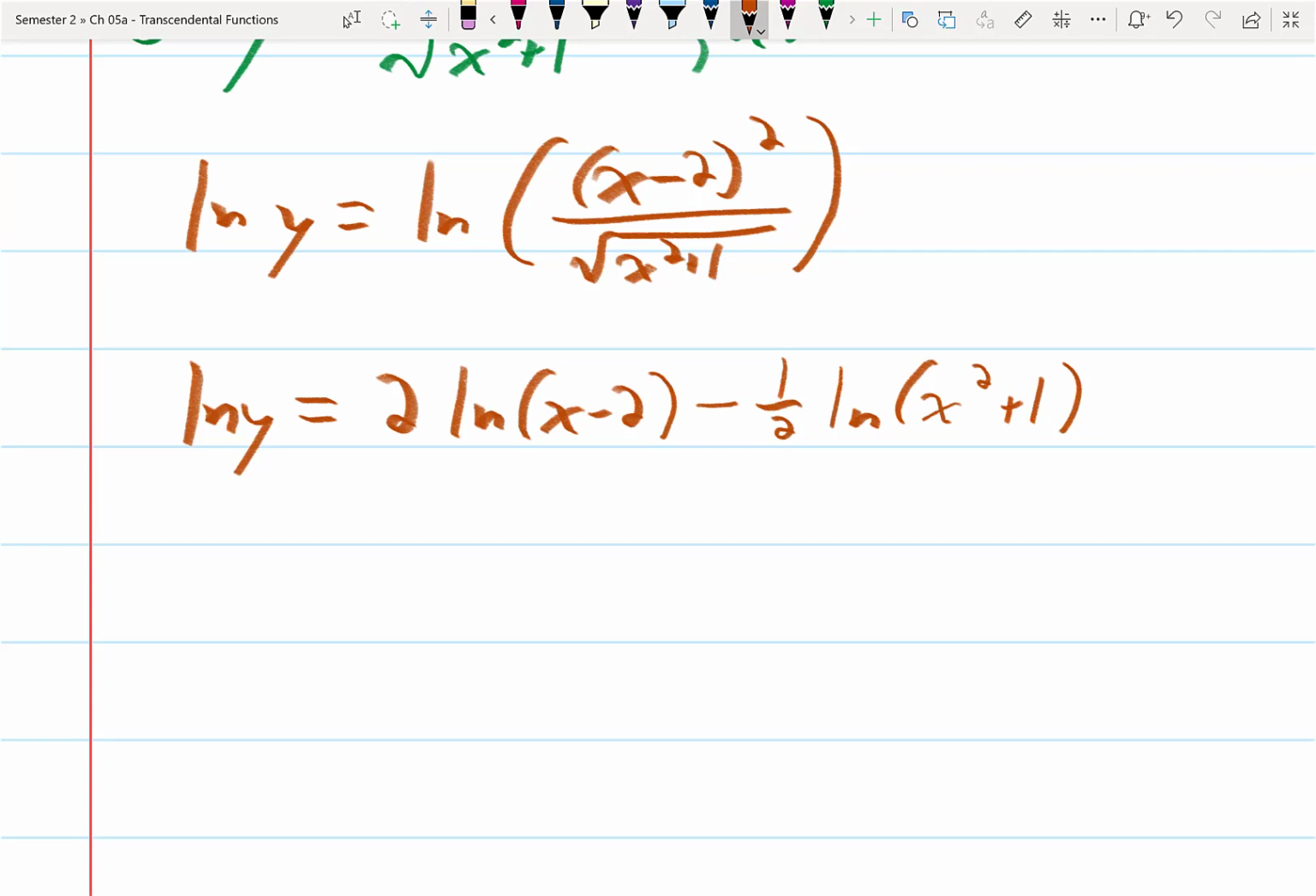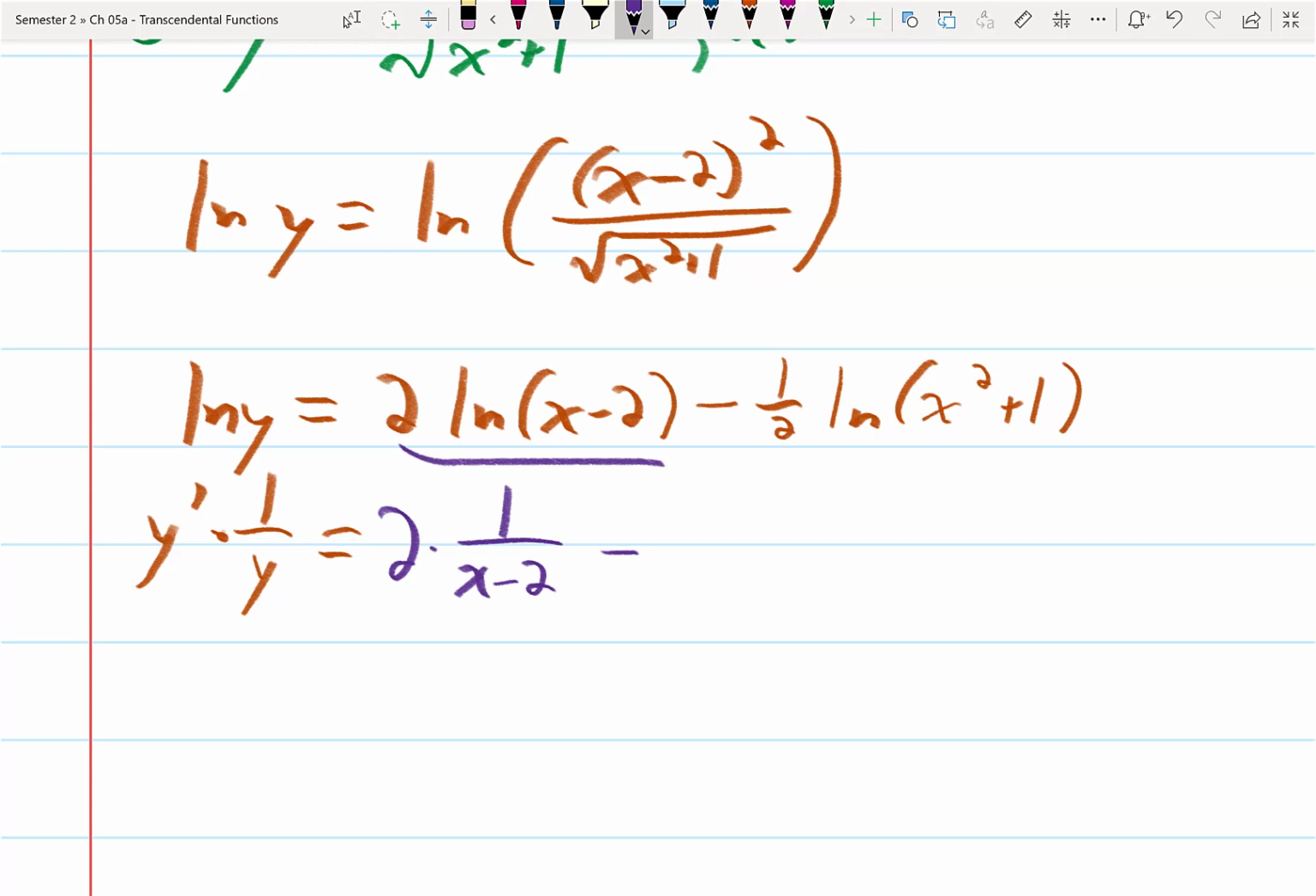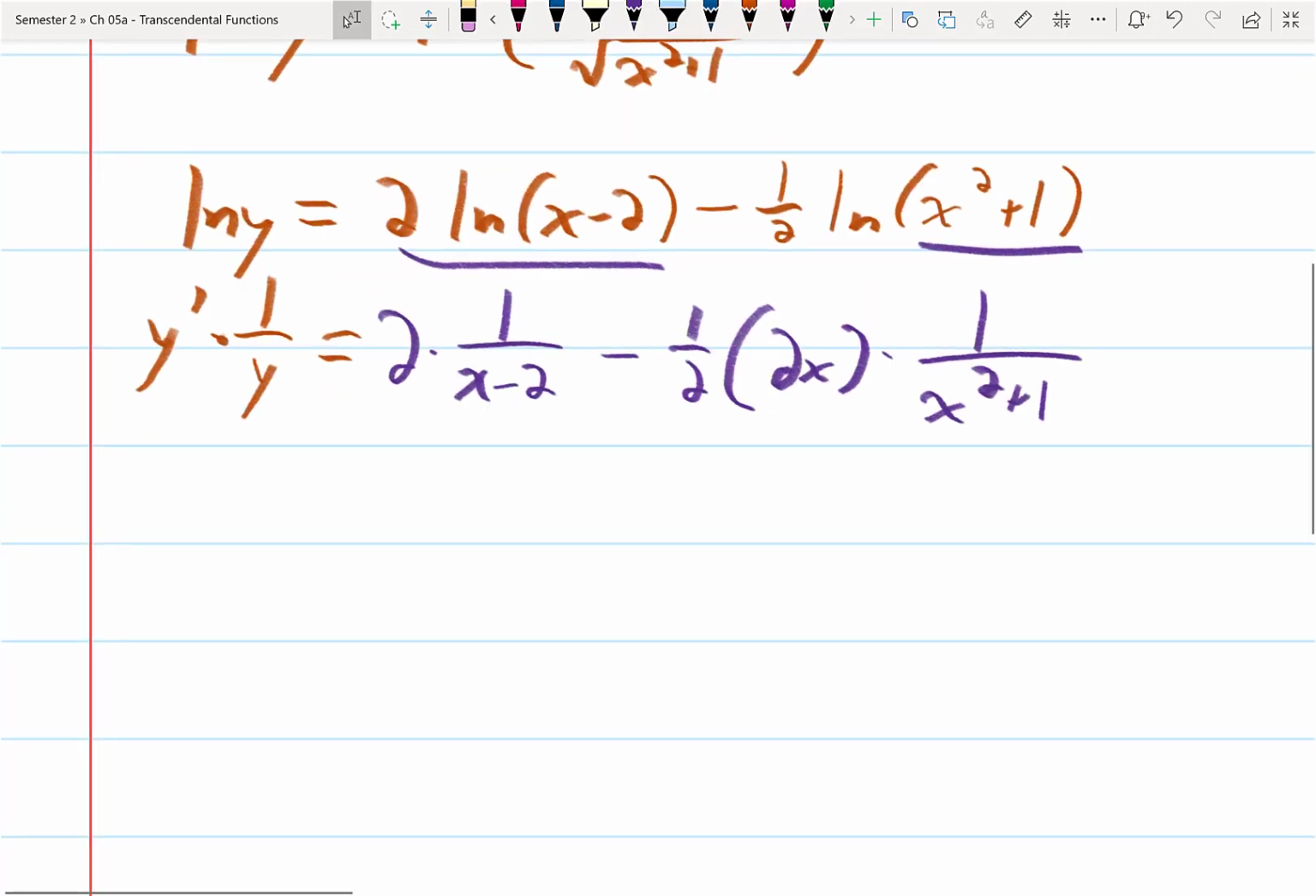Now I'm going to take a derivative of the left side and the right side. The derivative of the left side is a chain rule derivative. I have to do the derivative of y, which is y prime, times the derivative of natural log of something, which is 1 over that something. So y prime times 1 over y equals. Now we're going to do a derivative of this, which is 2 times the derivative of x minus 2, which is 1, then 1 over x minus 2, minus 1/2 times the derivative of this, which is 2x, and then 1 over x squared plus 1 because that's the derivative of natural log.